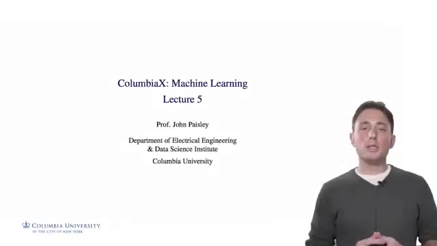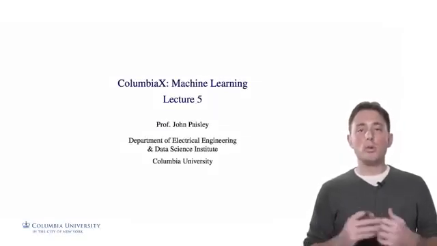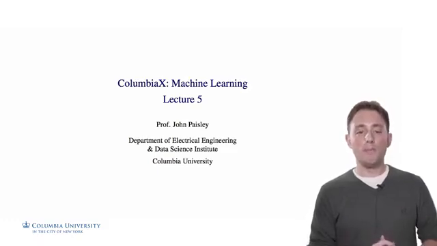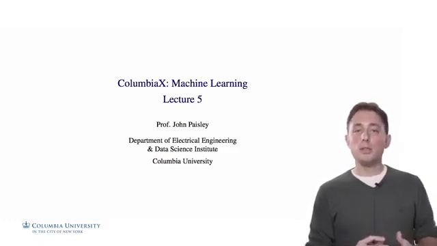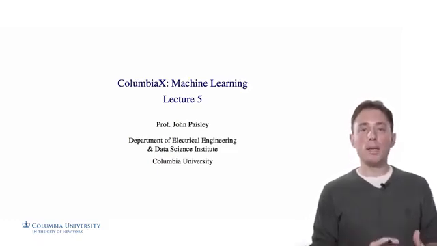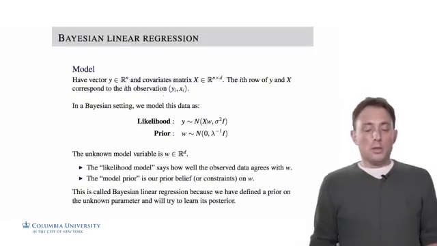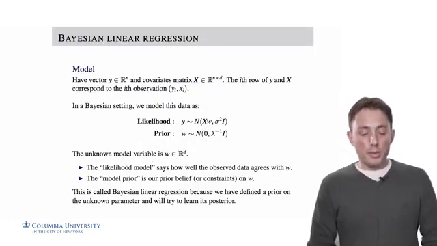So in the last lecture, we discussed the relationship between Bayes' rule, MAP, and ridge regression. In this lecture, I want to continue this line of discussion of how Bayes' rule relates to the linear regression problem. So let's look at the Bayesian linear regression problem.